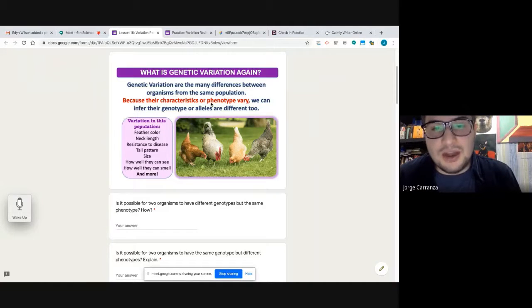And because their phenotype is different, and remember, phenotype is how they look, then we can assume that their genotype is different too. All right. So if we ask what is genetic variation, you're just going to say differences in phenotype and genotype, differences in how they look, and differences in their genes as well.